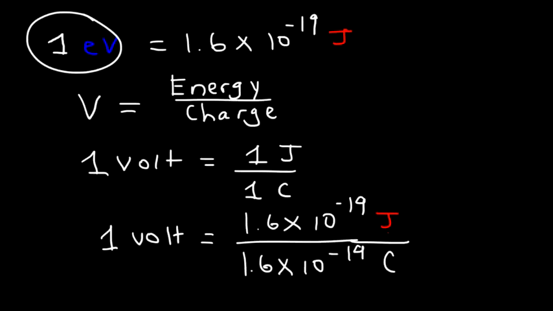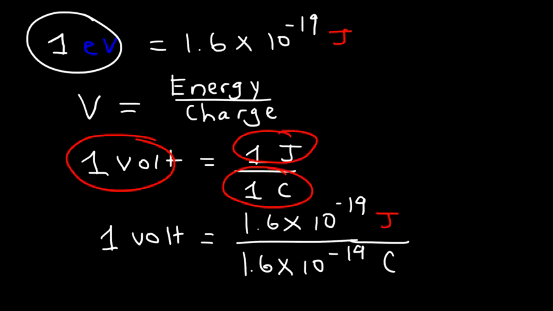Volt is basically the ratio between joules and coulombs. So if you have a charged particle that has 1 joule and 1 coulomb, its voltage is 1 volt. Or the electric potential is 1 volt. Voltage is really work per unit charge. Electric potential is energy per unit charge.